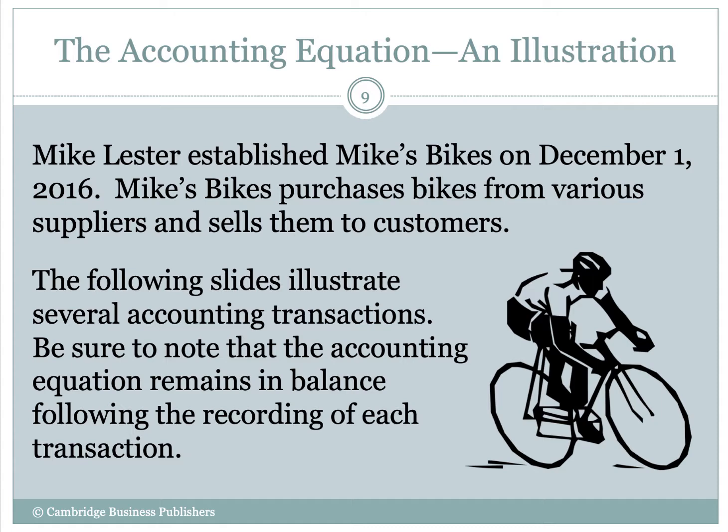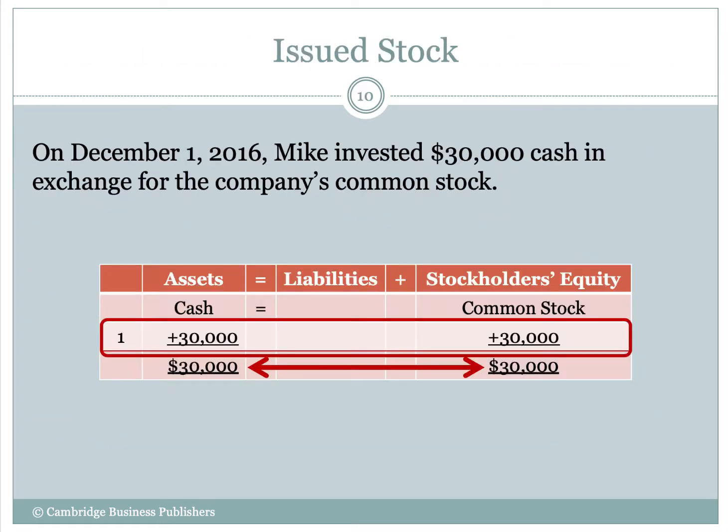Keep in mind that as we look at these accounting transactions, they are going to impact the accounting equation. But after we record each of these transactions, the accounting equation has got to remain in balance. It has to. Okay, that's key. So let's look at the first one, and let's see what happens.